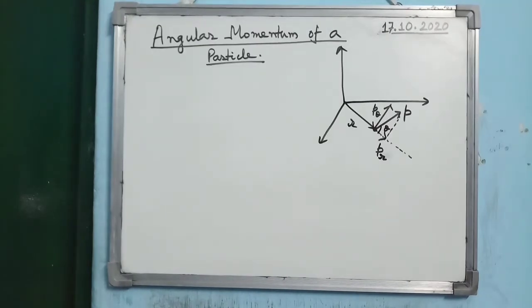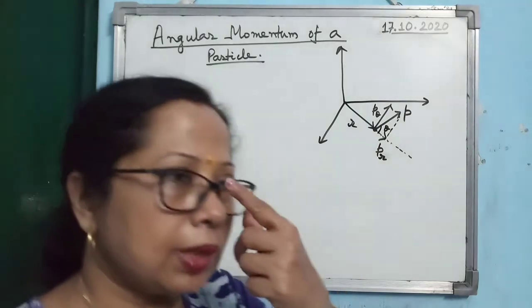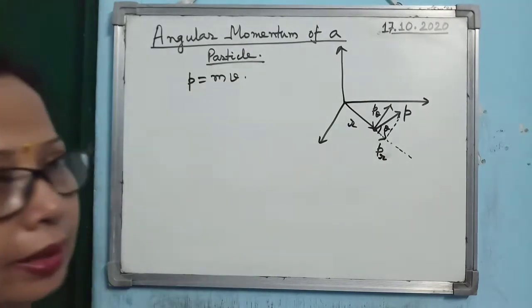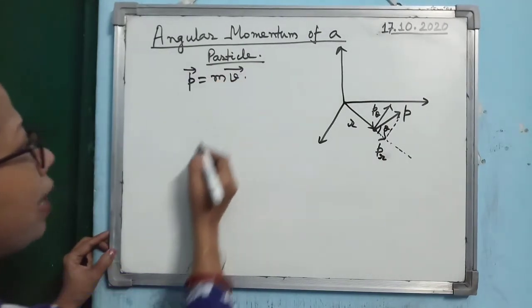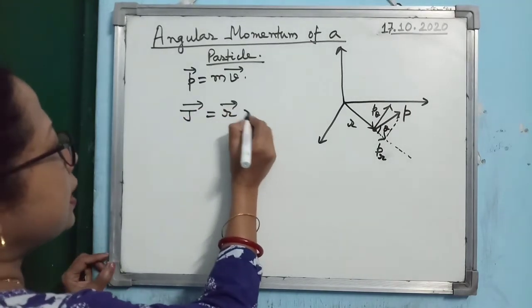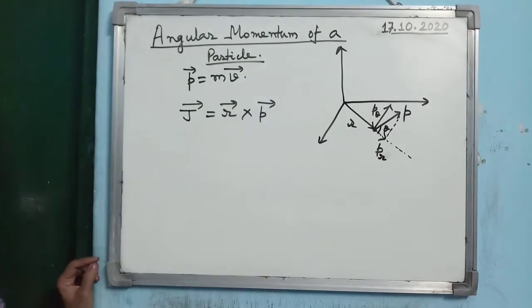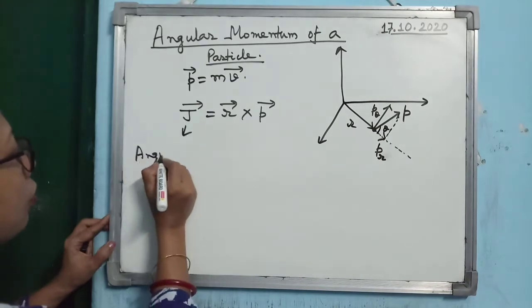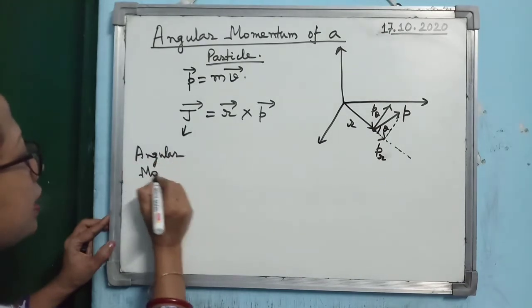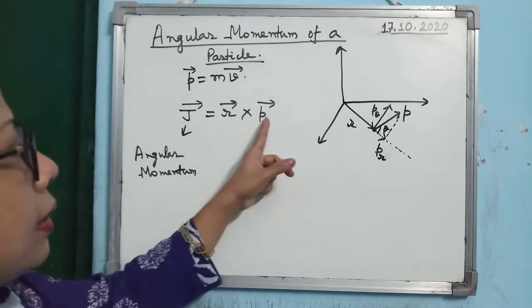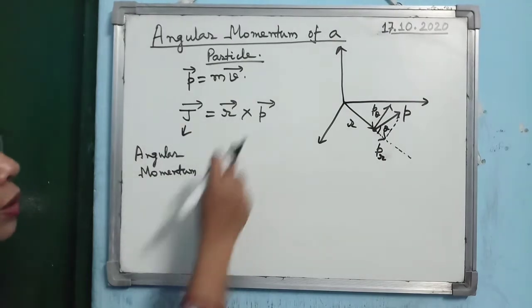Now angular momentum of a particle. You know about the linear momentum. You know that linear momentum is given by the product of mass and velocity of the particle. Now angular momentum is given by the cross product of position vector and linear momentum. J is the angular momentum. So how do we define angular momentum? Angular momentum is the cross product of the position vector of the particle and the linear momentum. So J is equal to R cross P.